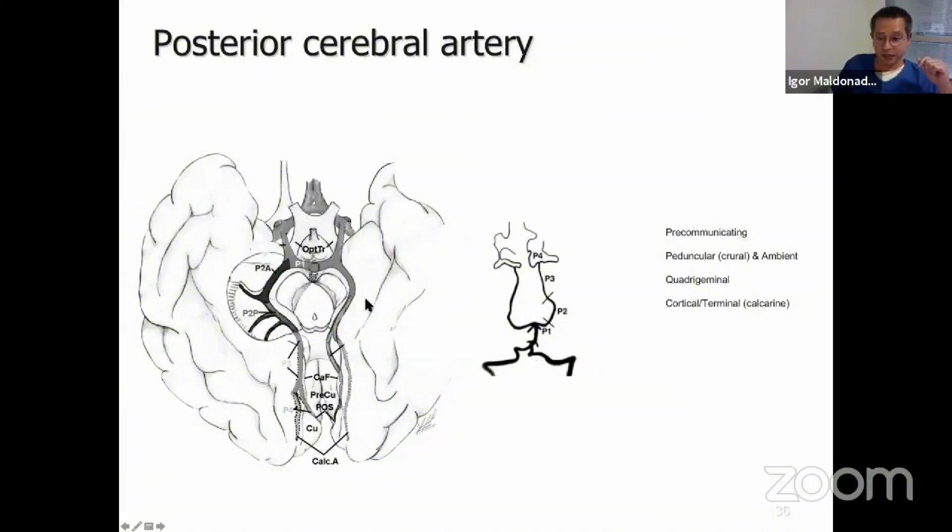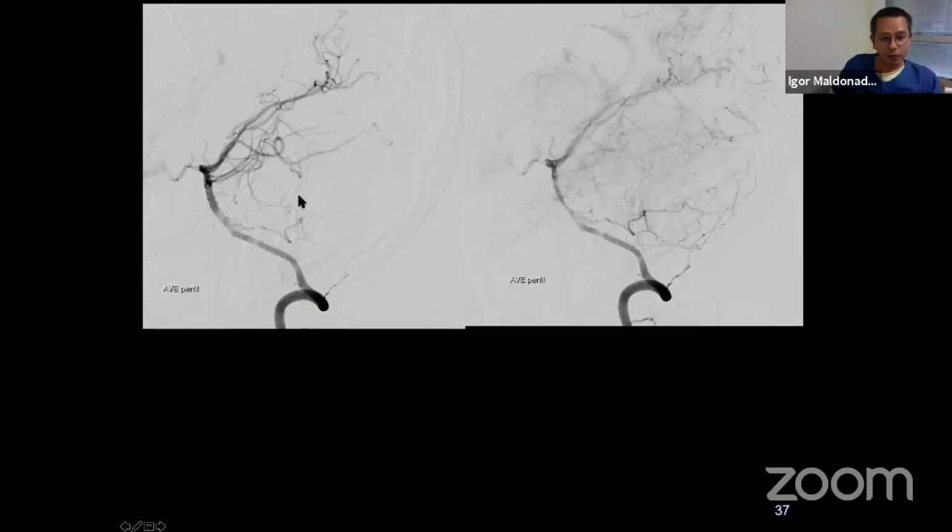also classified in segments: pre-communicating P1, post-communicating P2 with peduncular and quadrigeminal portions. So we can talk about the peduncular and ambient portions, P2A and P2P, and then P3 quadrigeminal and P4 cortical and terminal branches. Really interesting how this anatomy also draws for us, once again, the cortical, the parenchymal anatomy behind it.